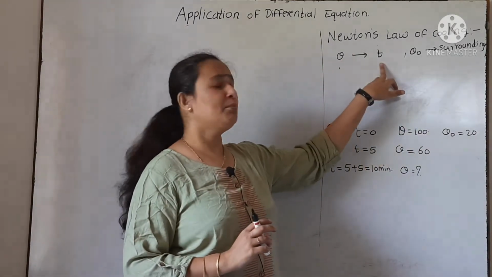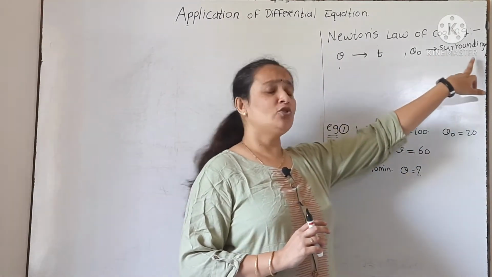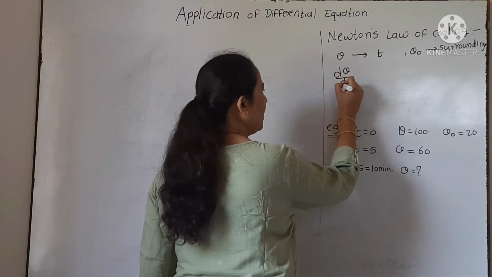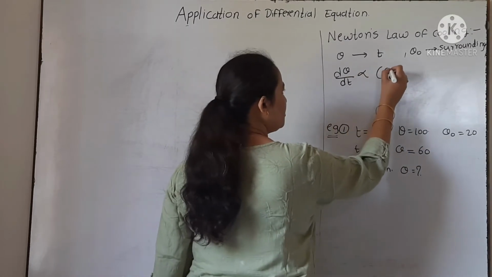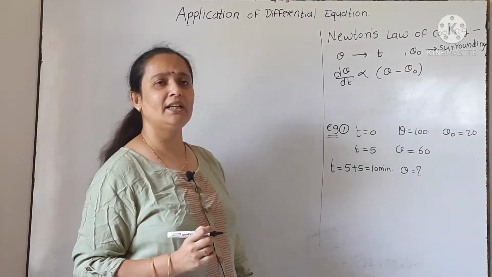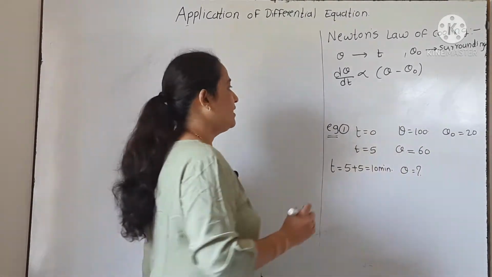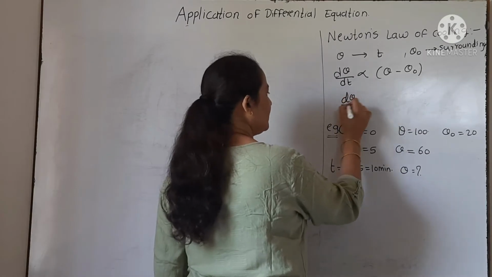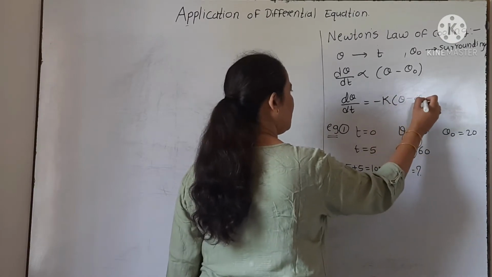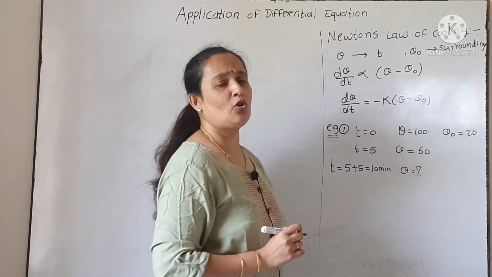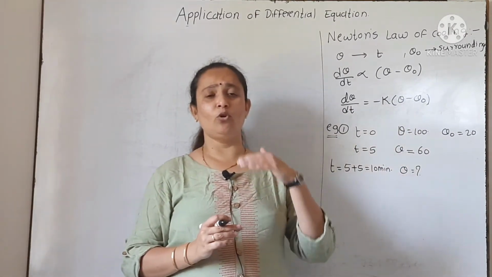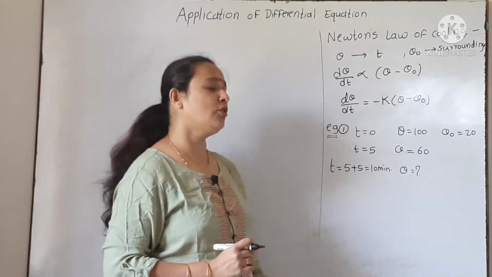Now if I say theta is the temperature at any time t and theta 0 is the temperature of the surroundings, then the law is what? d theta by dt is proportional to the difference between the temperature of the body and that of the surrounding medium, that is d theta by dt is proportional to theta minus theta 0 in mathematical form. This can be written as d theta by dt equal to minus k times (theta minus theta 0), where k is the constant of proportionality. We have given a negative sign because as time goes on increasing, the temperature of the body goes on decreasing.